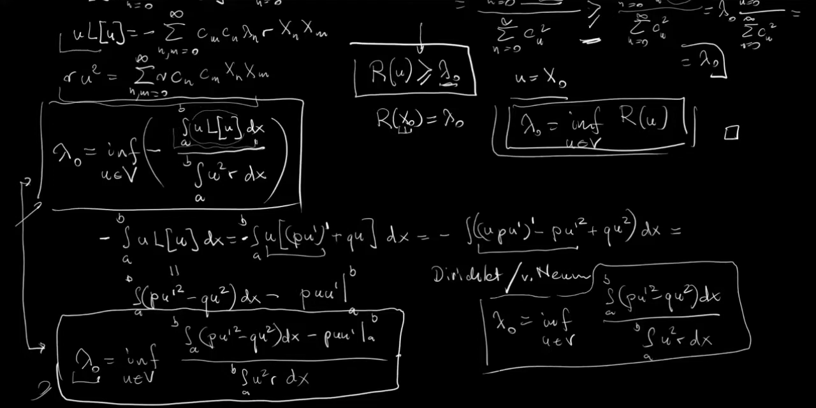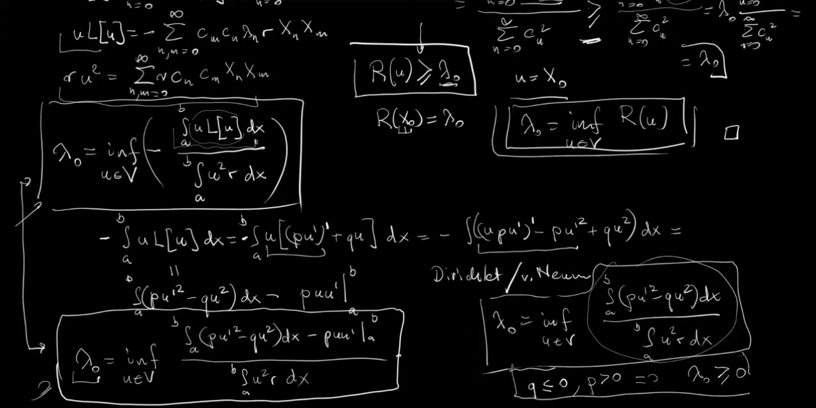Okay, the corollary from here is that first of all we know that lambda 0 is always smaller or equal than the value of this integral, but moreover, if it happens that q is smaller or equal to 0, then we get from here that lambda 0 is also non-negative. So this formula tells us where lambda 0 is situated. It sits somewhere between 0 and the value of this integral. Okay, and why is this formula useful?